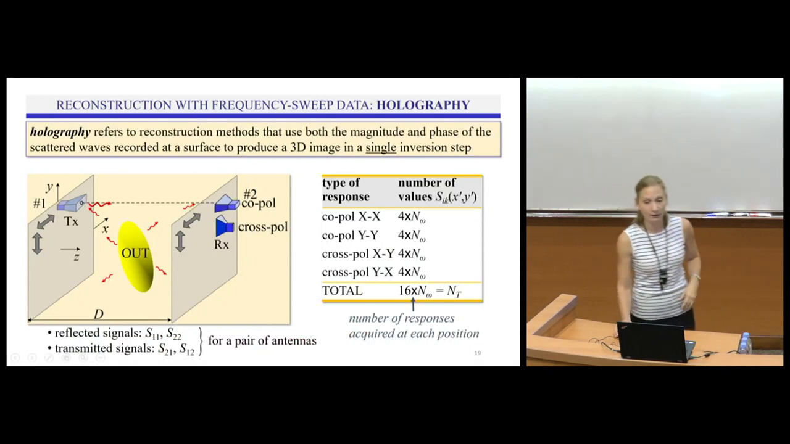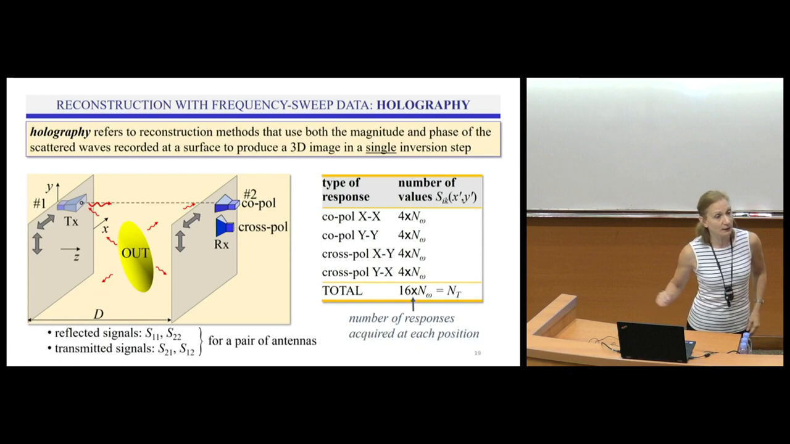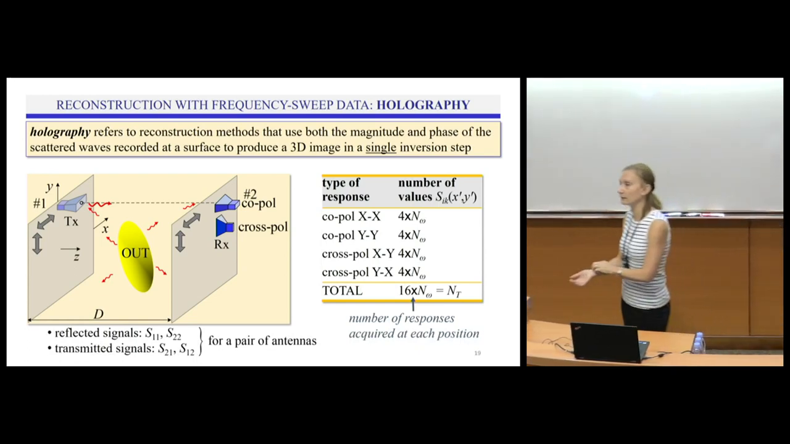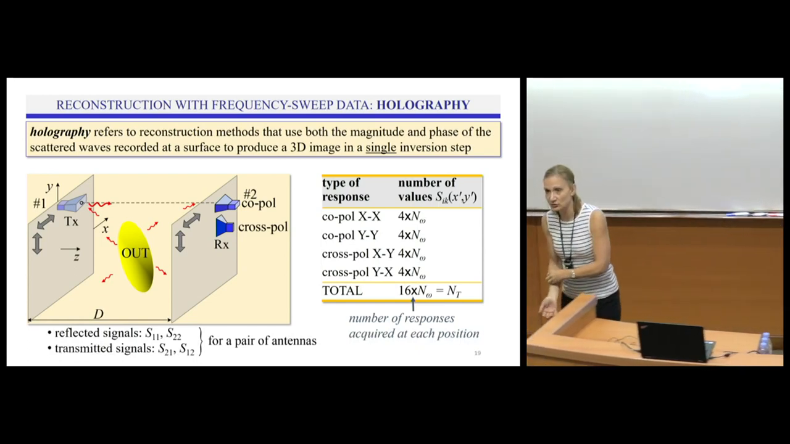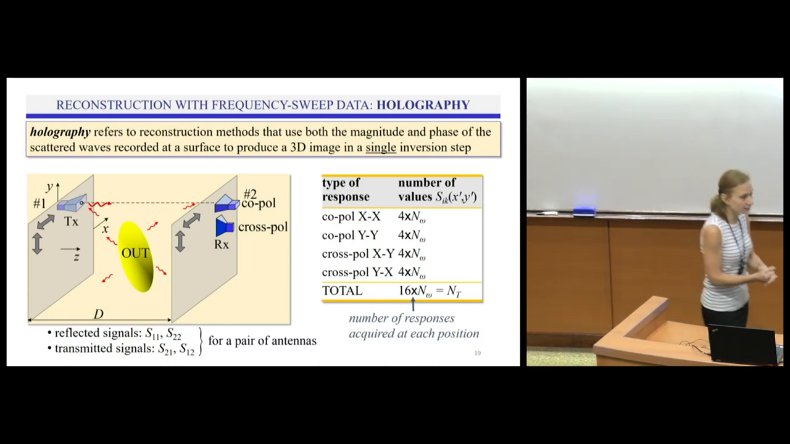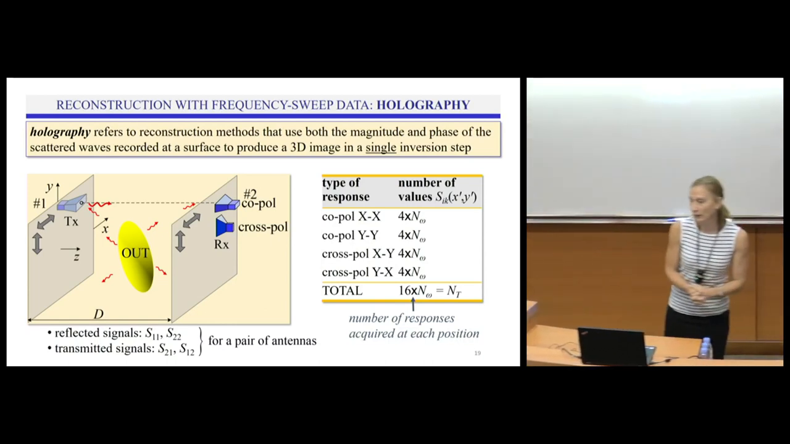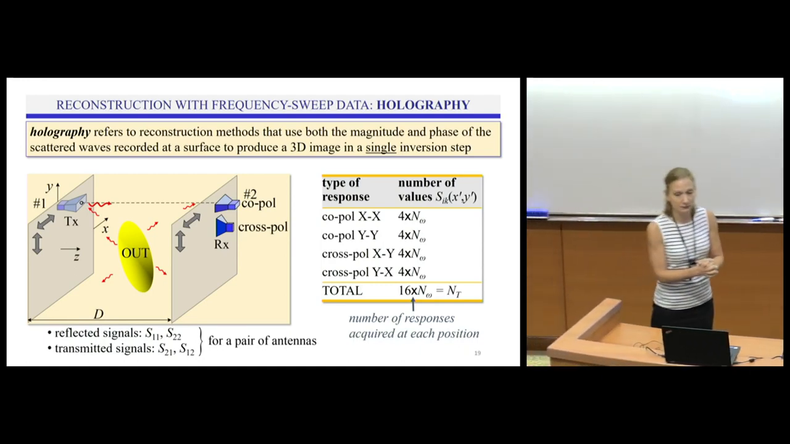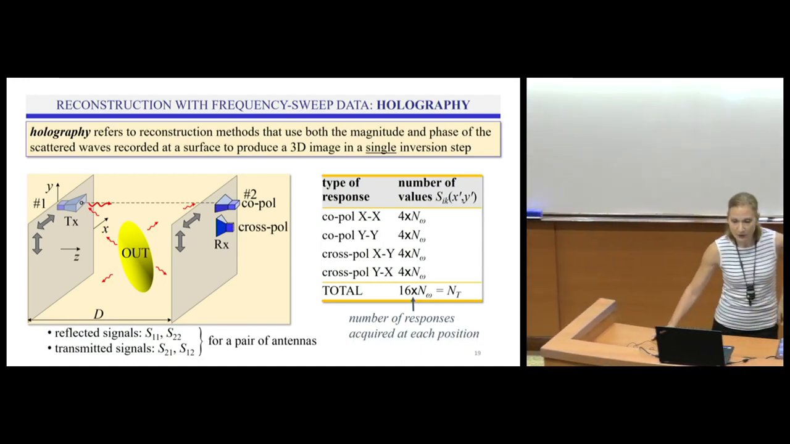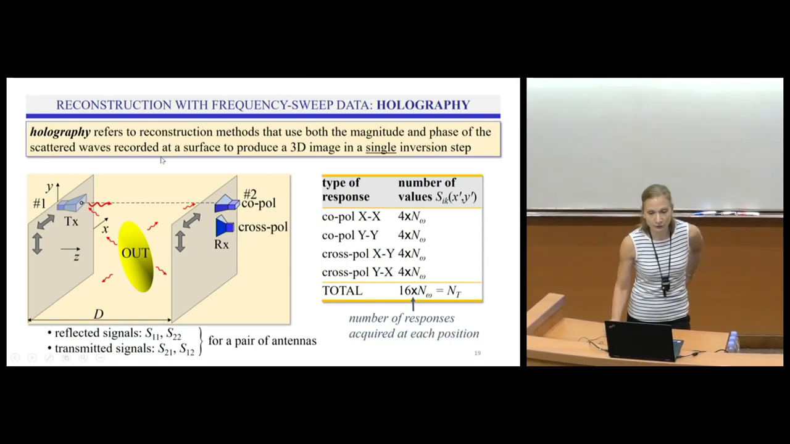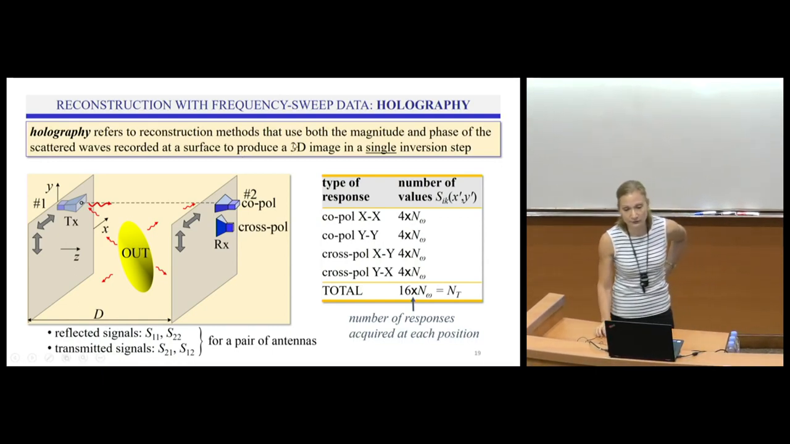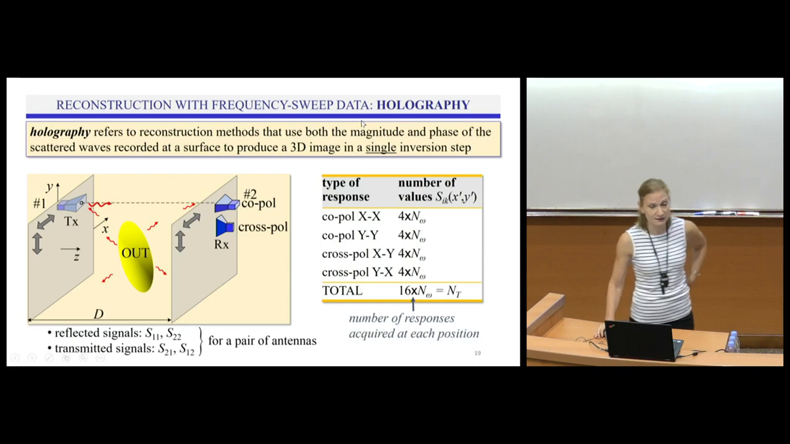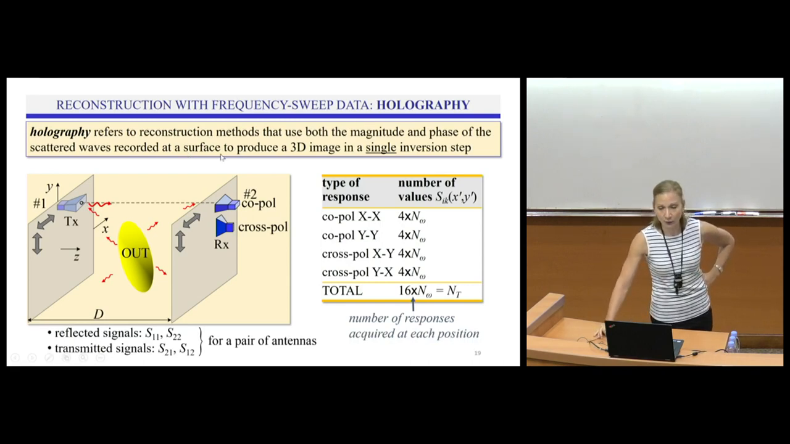Anyway, so here we are at holography, one of the most successful, as I said, real-time microwave imaging methods, which is at the heart of all millimeter wave imagers that are currently deployed in most major airports around the world. So holography refers to a group of reconstruction methods that use both magnitude and phase of the scattered waves recorded at the surface to produce a 3D image in a single inversion step.